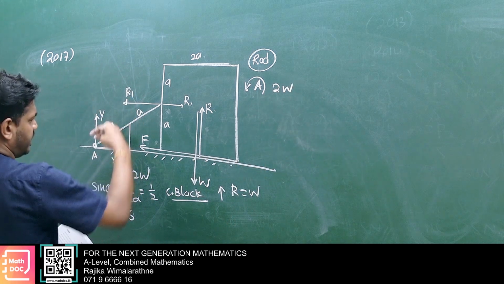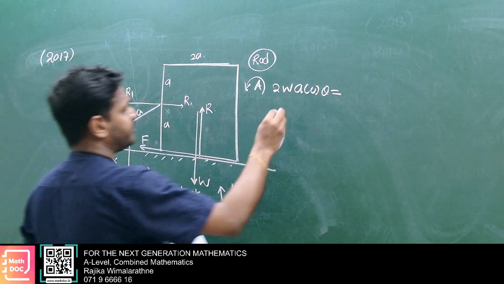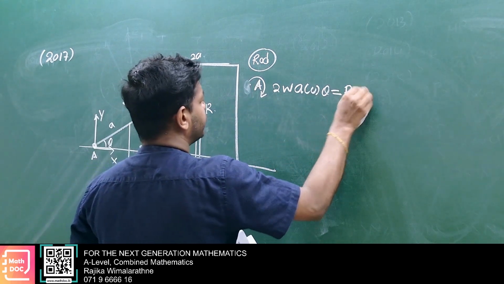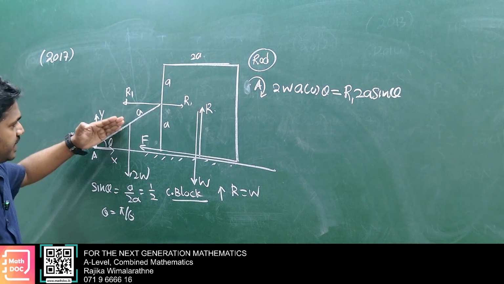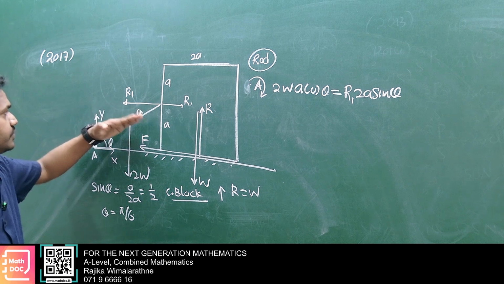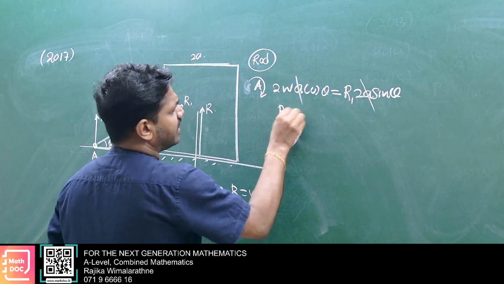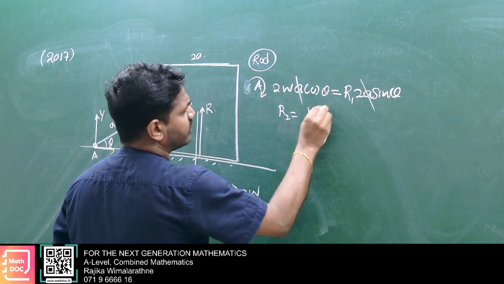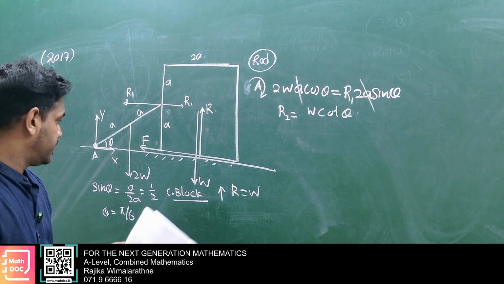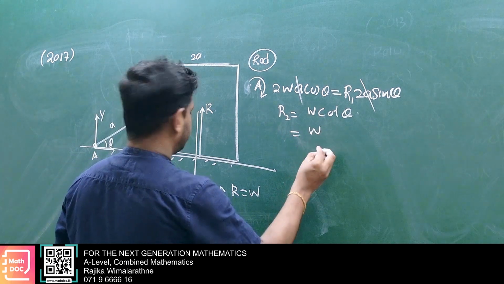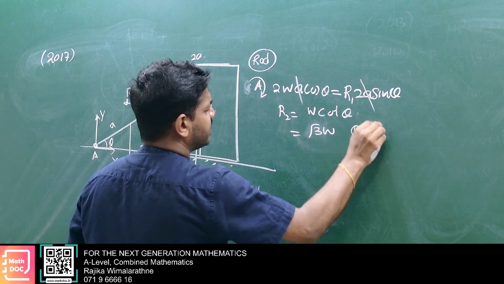Here A. Then 2W times A cos theta equals R1 times 2A sin theta. Then you can find R2, W cot theta, no? W cot theta. Then theta means pi divided by 6, no? So root 3 W. Theta is pi divided by 6.